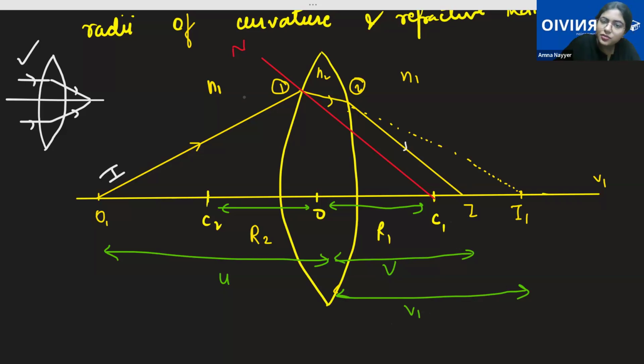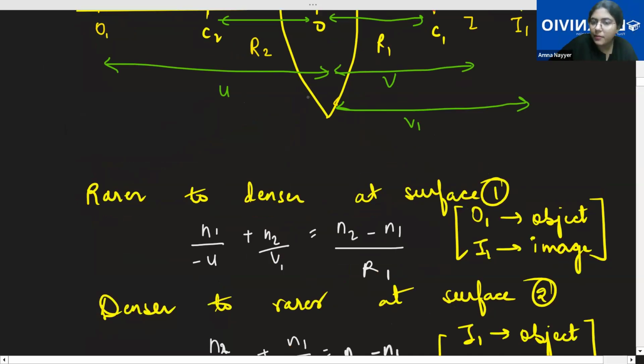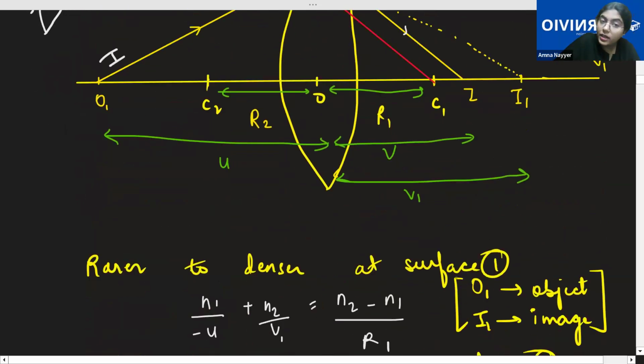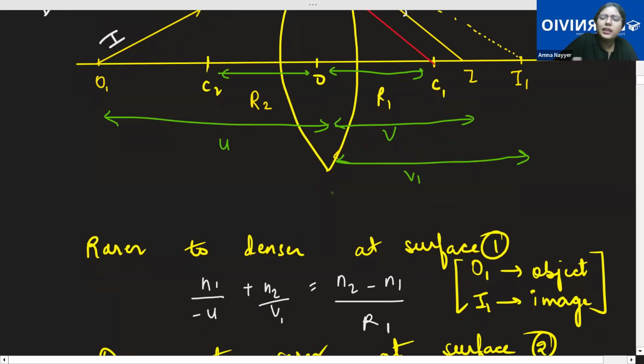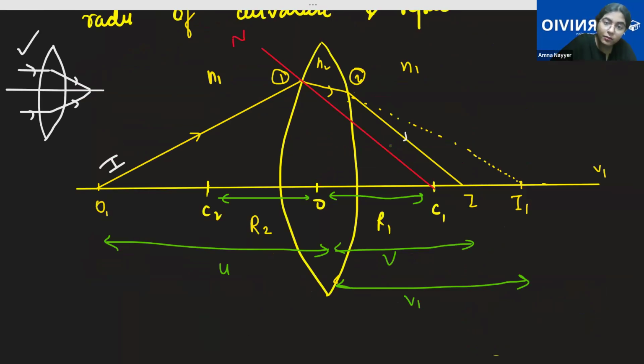Now at the first point, this is from rarer to denser. So we'll apply this equation. N1 by minus U plus N2 by V1 is equal to N2 minus N1 by R1. Then you take the second point. Now for this, object is O1, image is I1. So we have to get value of V1 from here. Actually V1 is the intermediate image. Now for the second surface, this V1 will act as the object and V will be our final image which we are trying to calculate.